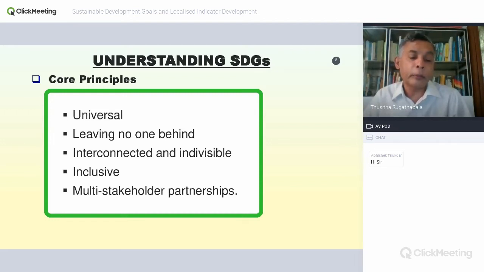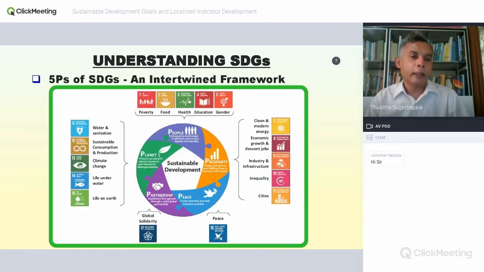Then of course, multi-stakeholder partnership is highlighted. That's one of the new areas when compared with MDGs. This partnership becomes a very important aspect. They talk about partnership between different levels of governance, different institutions, different stakeholder groups, as well as different countries. So this is a very broad topic. With that, we can also look at this.